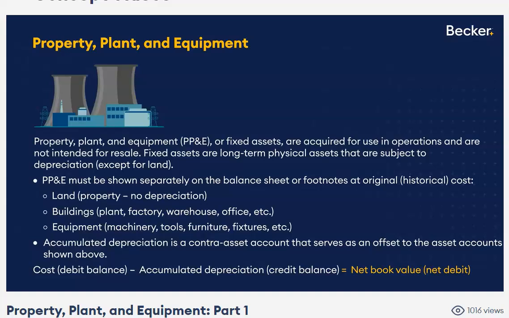So that contra asset accumulated depreciation, when we want to increase accumulated depreciation, we do so with a credit. When we sell off the asset and we want to get rid of accumulated depreciation, you'll see we do that with a debit. All righty.